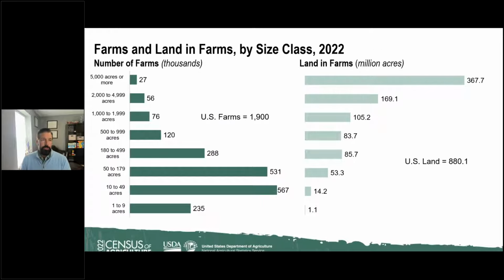On the left, we showed those same farm numbers by size of farm from the previous slide. On the right, those same classes are tied to land in farms. You'll notice that the 5,000 plus acre class of farms control 42% of the land in farms in 2022. This group's influence has seen a continuous increase over the last 20 years, increasing 7 percentage points over that period. Next slide.